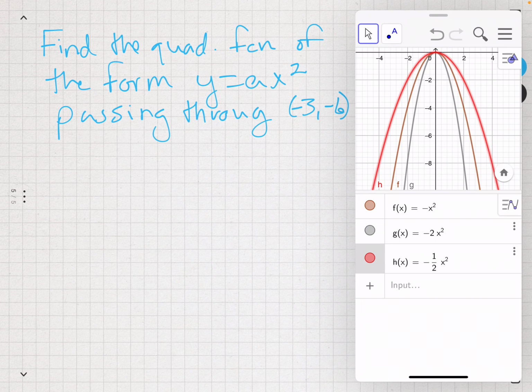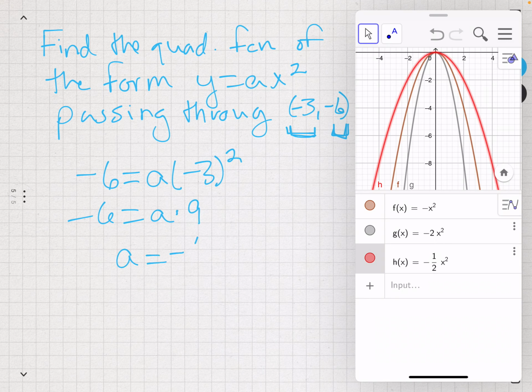And so we know that it's going to look like y equals ax squared, which is our basic form for a quadratic. And we know that when its x value is -3, the y value is -6. So what we end up having is -6, our y value, is equal to a, whatever it is, times -3 squared. And so we have -6 equals a times -3 squared, which is +9, so we have a times 9.